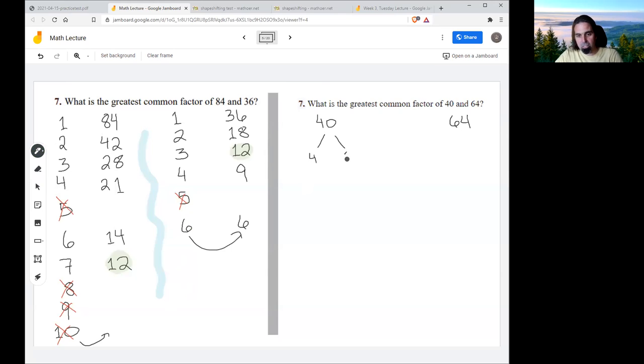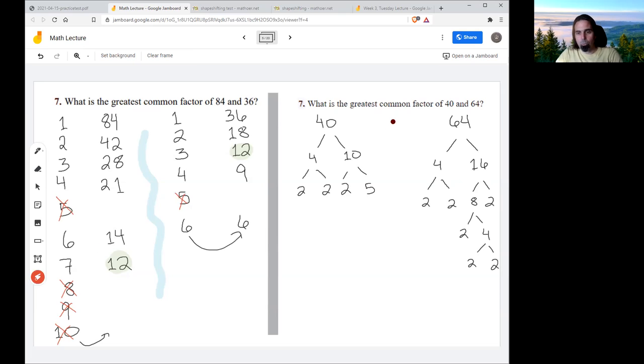40 is 4 times 10. Again, your trees might start different. Maybe you started with 2 times 20. That's okay. Factor trees are like that. So for 40, I got 3 2s and a 5. For 64, then maybe what, like 4 times 16, 2 times 2, 8 times 2, 2 times 4, 2 times 2.